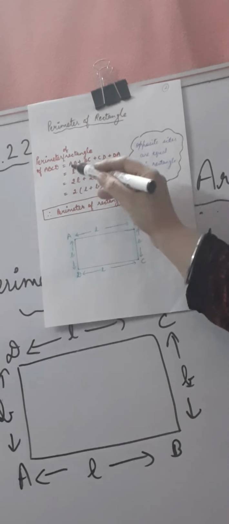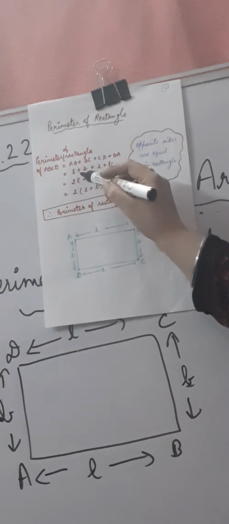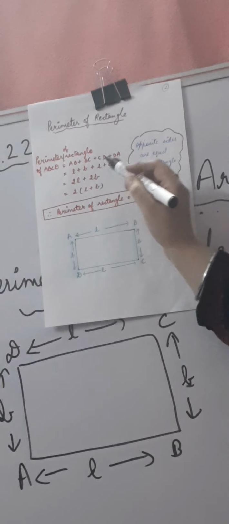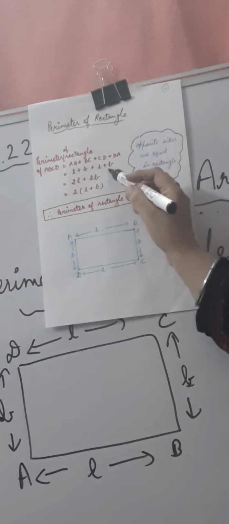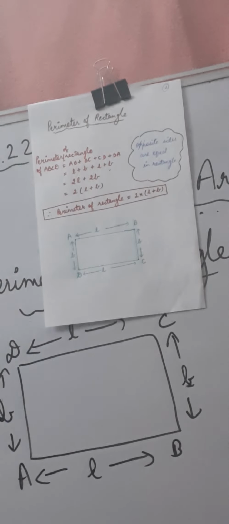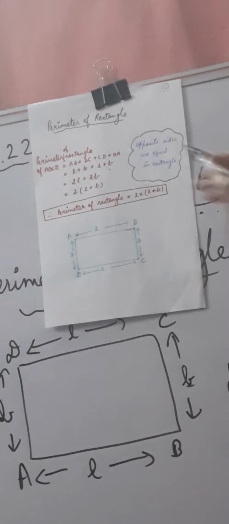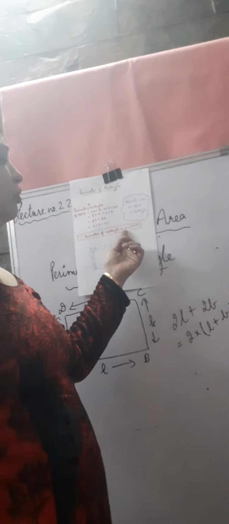And what is AB here? L. What is BC? B. What is CD? L. And what is DA? B. So L plus L is 2L, and B plus B is 2B. Taking 2 common, we get 2 multiplied by L plus B. So the formula becomes: perimeter of rectangle is 2 into L plus B. You have to learn this formula. Perimeter of rectangle is equal to 2 multiplied by length plus breadth.